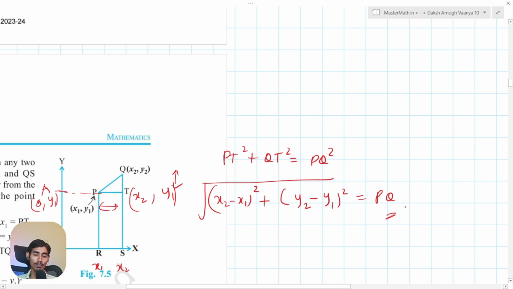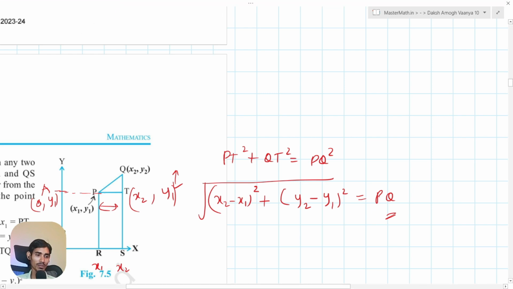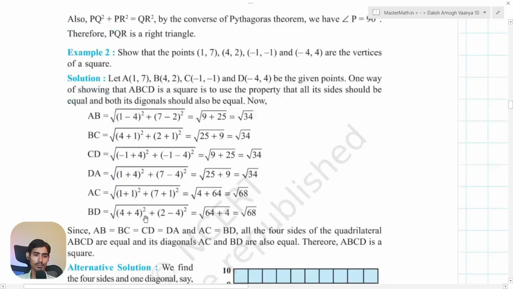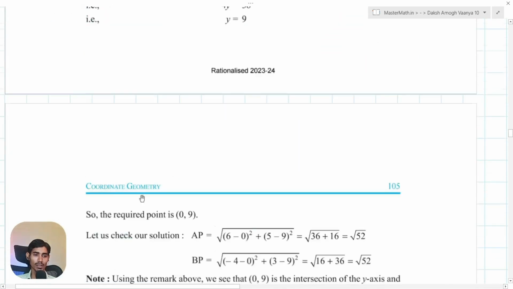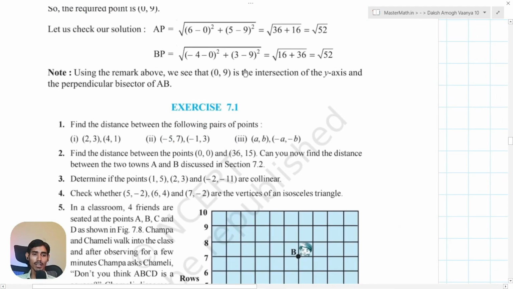Okay. So if P point was x1 y1, and Q point was x2 y2, this formula is for the distance between the points. Okay. All right. We'll do a few questions. You'll get it a lot better. Hope you have noted the formula.